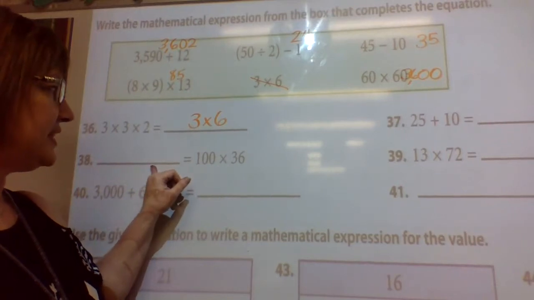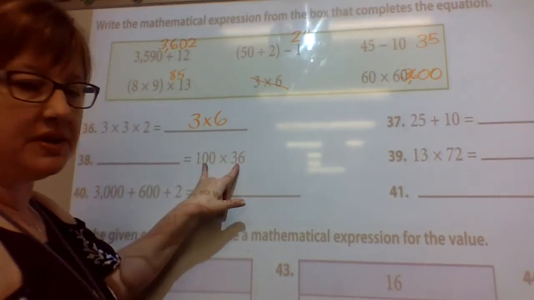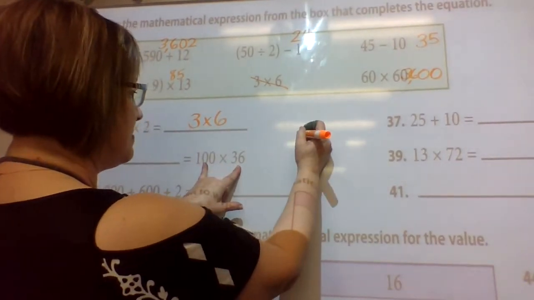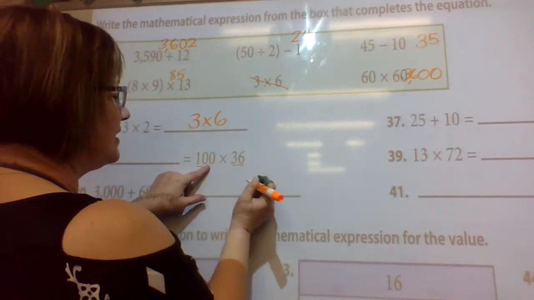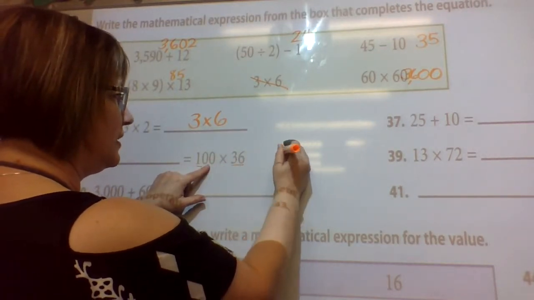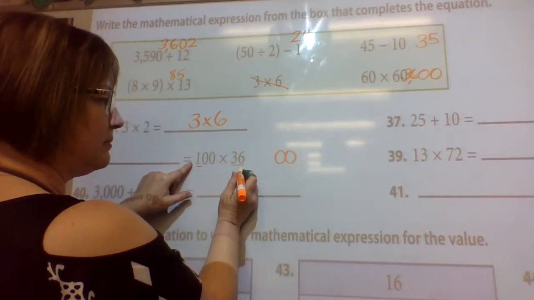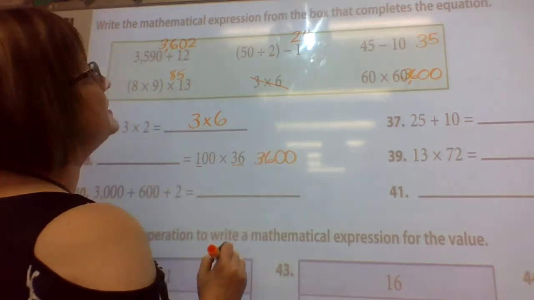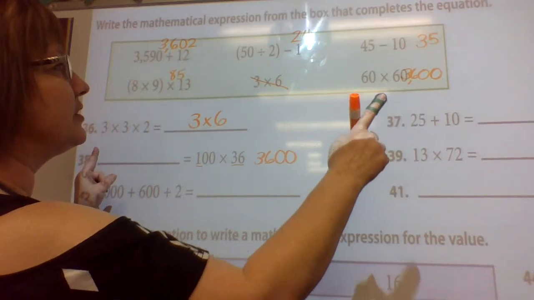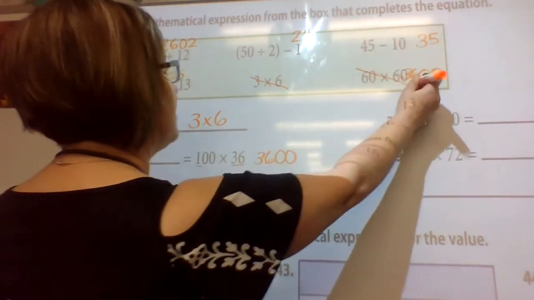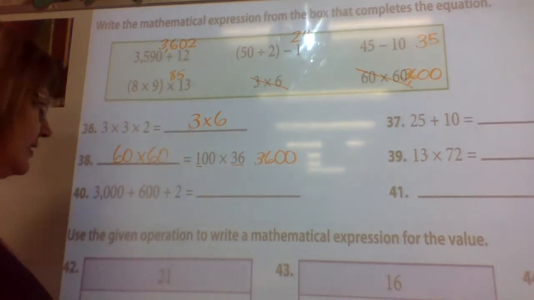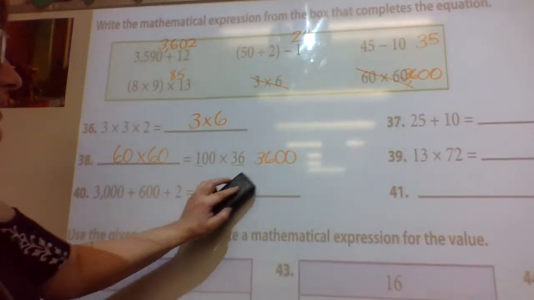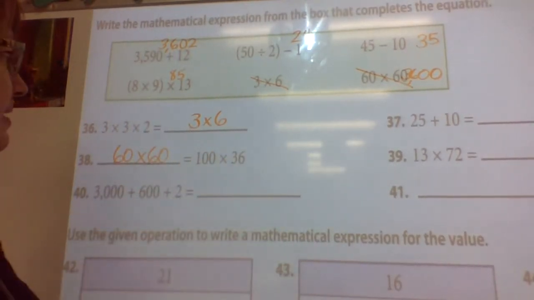Okay, what would be the same as 100 times 36? So remember how we do this? We do the simple numbers and then the 2 zeros. So 2 zeros plus 1 times 36. So it's going to be 3,600. Which one equals 3,600? This one right here. Okay, cross it off and write it over here. 60 times 60 equals the same thing as 100 times 36.